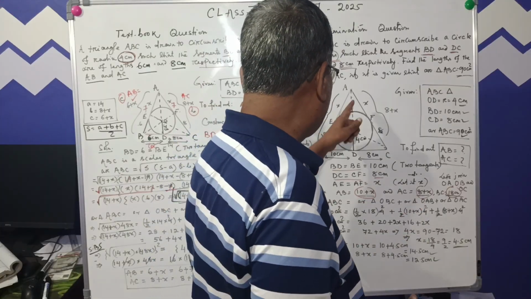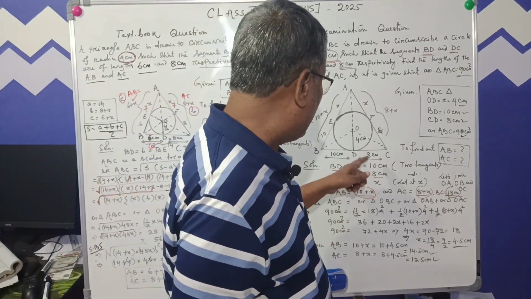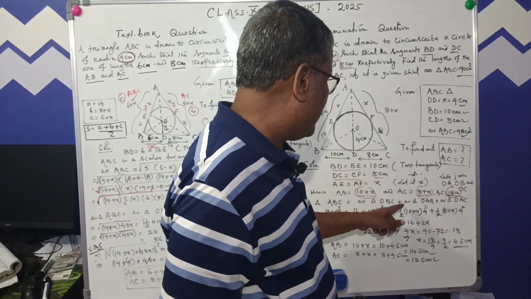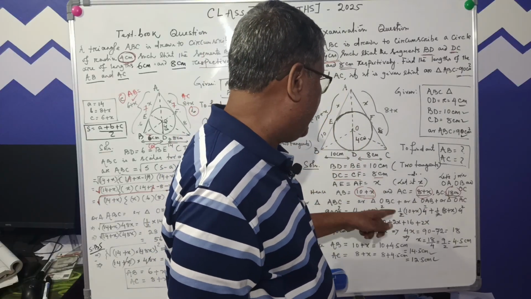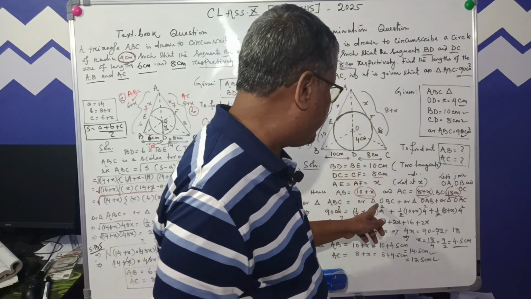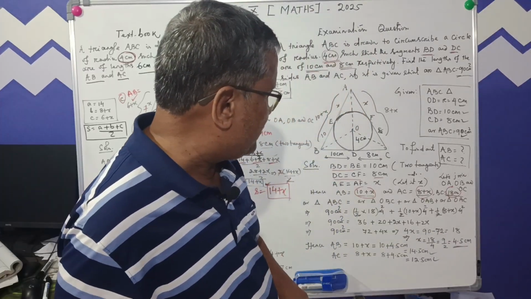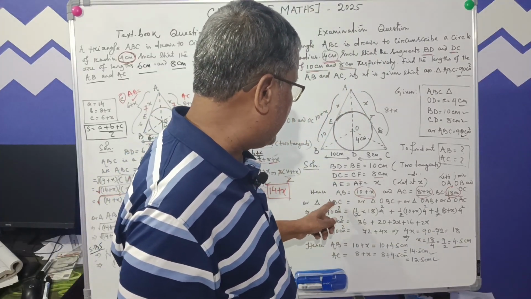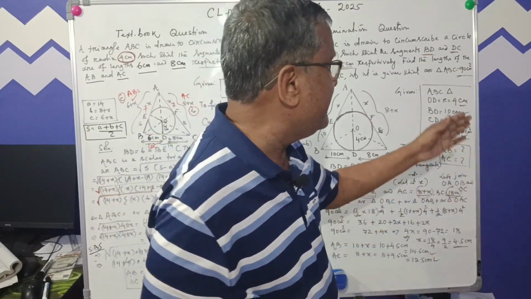The area of triangle ABC is equal to the area of triangle OBC, this triangle, plus the area of OAB, this triangle, and the area of OAC, this triangle. The sum of the areas of the three triangles is equal to the area of triangle ABC, and the area of triangle ABC is already given.